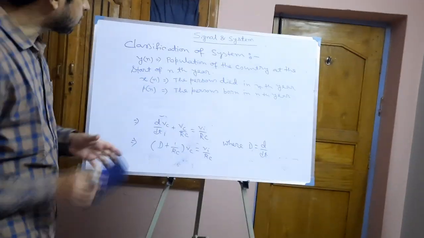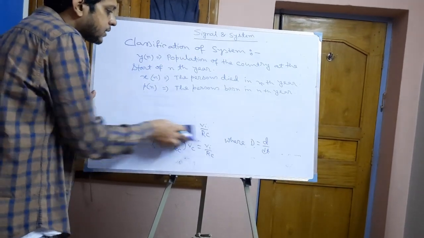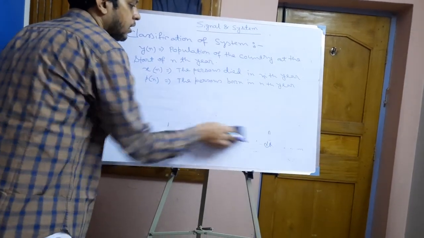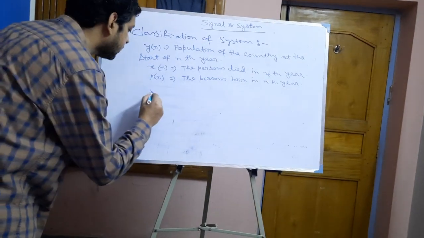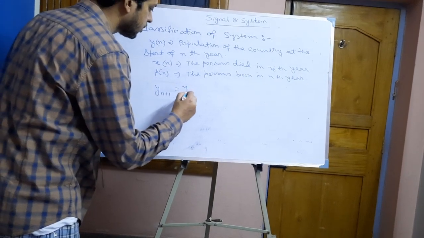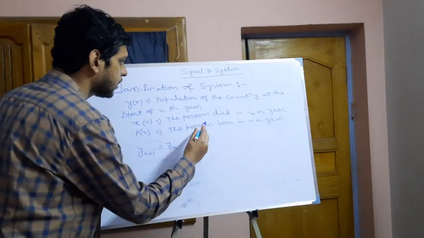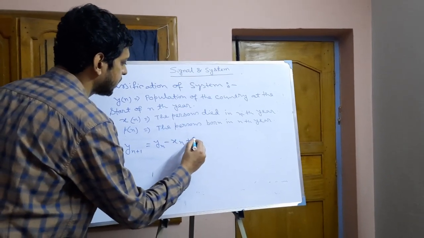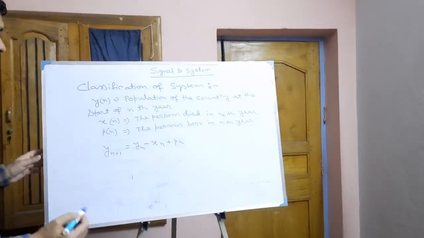So we can conclude that the population at the start of the next year equal to what? The population at the start of the next year, that is n plus 1 year, is equal to Yn, the number, minus Xn plus Pn. Okay.